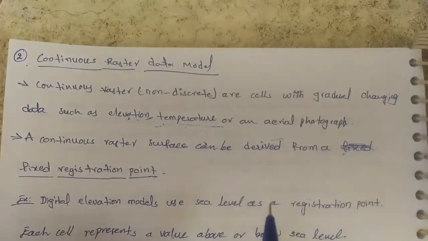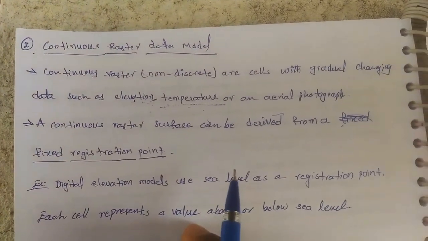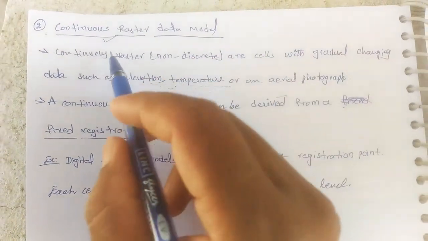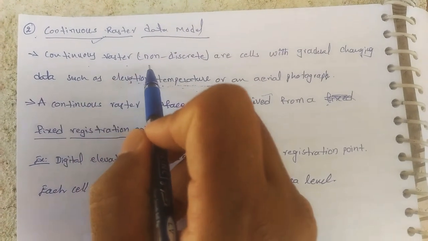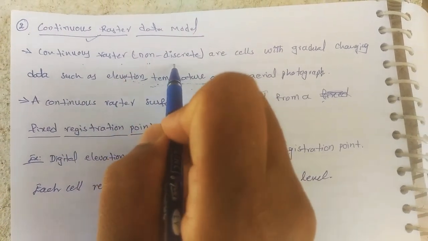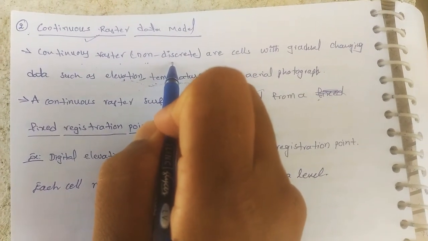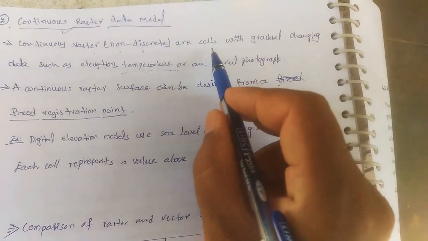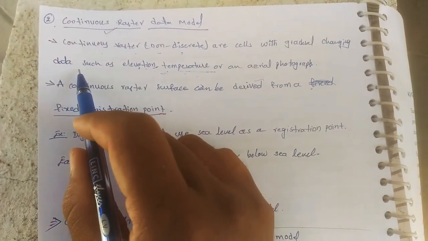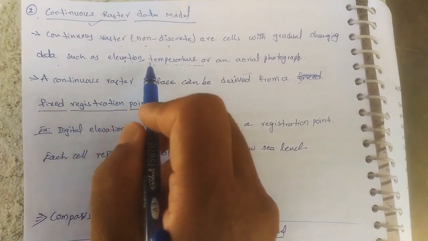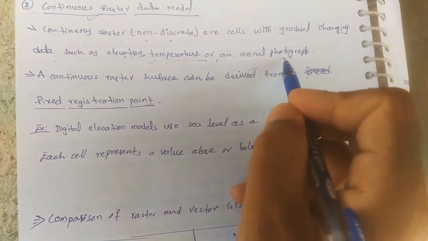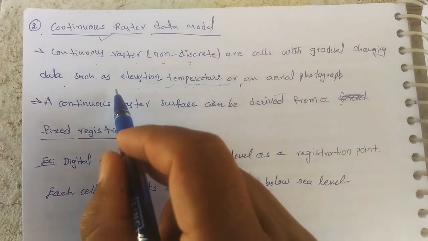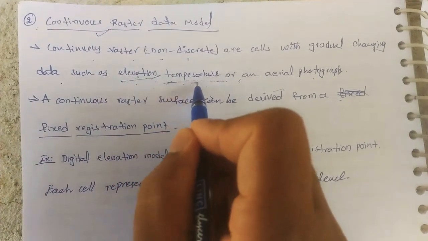So next one is the continuous raster data structure. The name itself indicates it is a continuous raster data model. We can also call it non-discrete; the first one is the discrete raster model, and this is non-discrete. In this, cells have gradually changing data such as elevation, temperature and aerial photographs. Continuous means elevation, temperature.